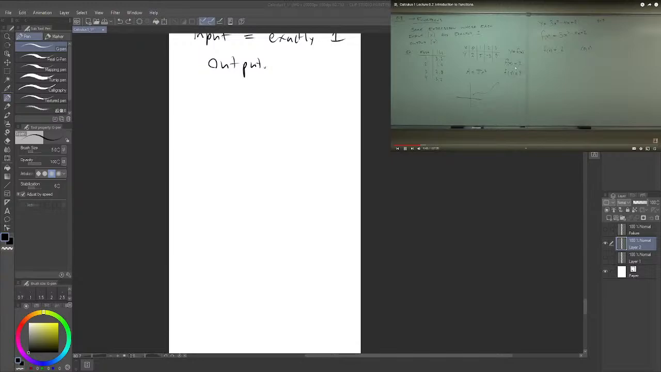Let's go back to those graphs too. Can you tell what is a function just by looking at the graph?